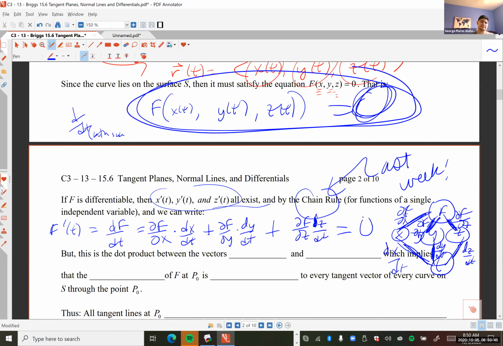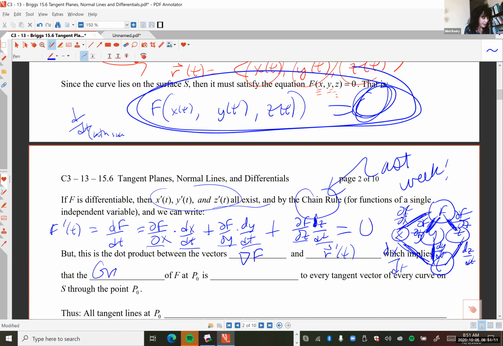So that has to be true. Now here is the really, really exciting part. Doesn't this look like a dot product? You've got something times something plus something times something else, the old dot product. Yeah, that left-hand side looks like a dot product between what vectors? The gradient for big F, del F, and the tangent vector, r prime of t.